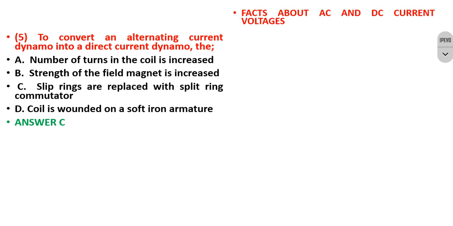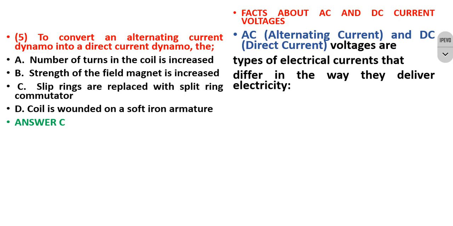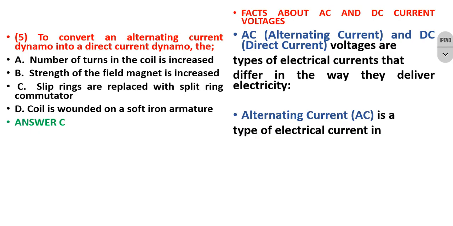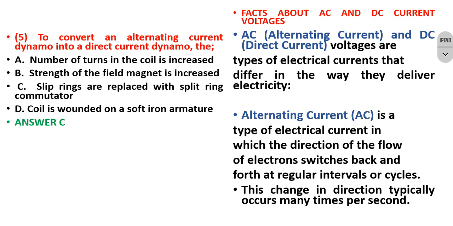Facts about AC and DC current voltages. Alternating current and DC current voltages are types of electrical currents that differ in the way they deliver electricity. So what makes one alternating current and the other direct current is the way they deliver electricity. Alternating current is a type of electrical current in which the direction of the flow of electrons switches back and forth at regular intervals or cycle. So this change in direction typically occurs many times. In alternating current, you see the direction of the electrons switching back and forth, while in direct current, it is not so.